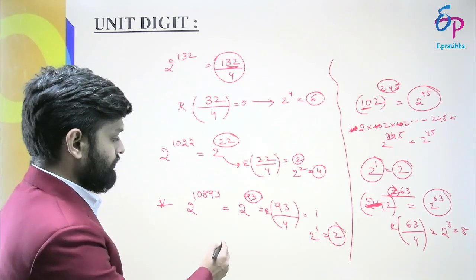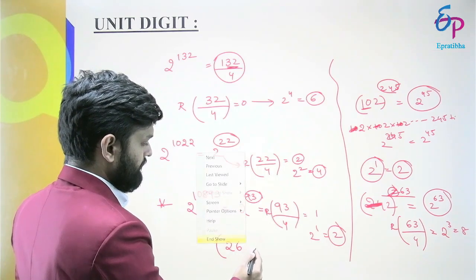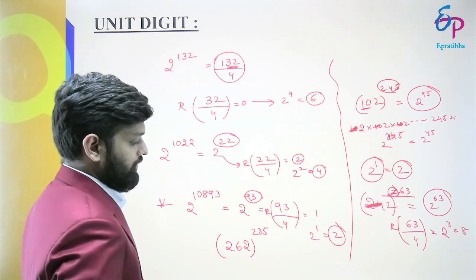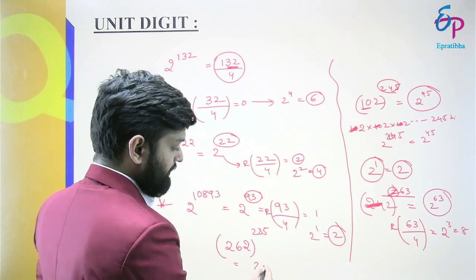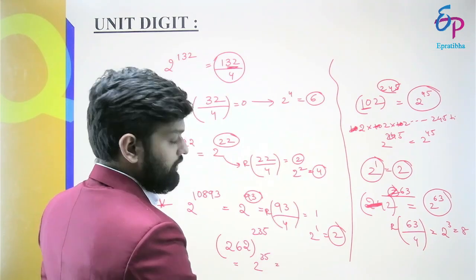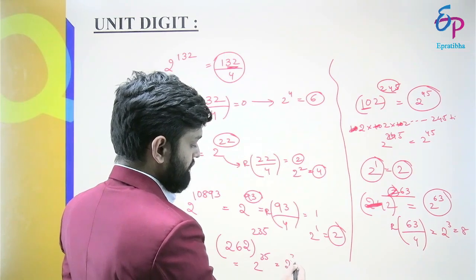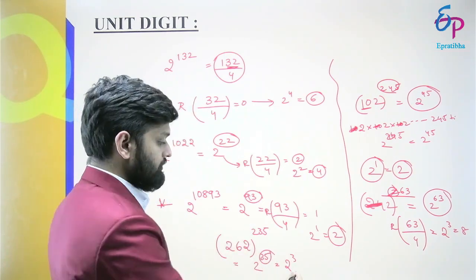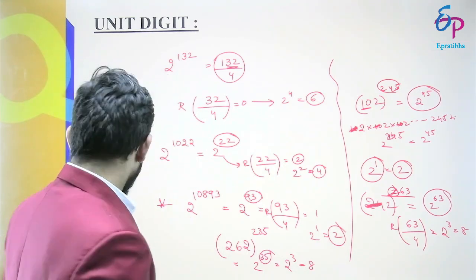If you want 2 power 35, how can you do the shortcut for this one? Try it out. 2 power 35 can be written as 2 power 3, because whenever you divide 35 by 4, the remainder will always be 3. So that means it is 8. Clear or not? Yes.